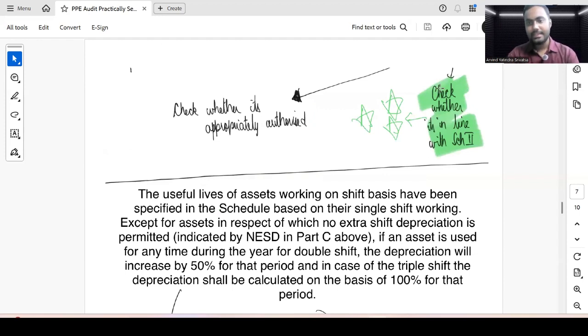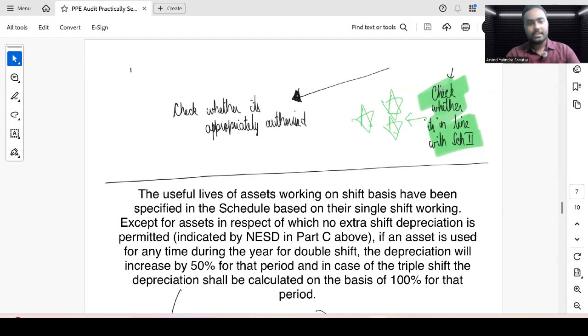That is what I've given here, saying that check whether it's in line with Schedule 2, because this is very, very important. And if it is not in line, you need to get an understanding as to why it is not in line. And a disclosure has to be given in the financial statement saying the useful life which is prescribed in Schedule 2 for buildings is so and so, but the useful life which the entity has adopted for the purpose of depreciation is so and so, to let the users know that the entity is having a deviation from Schedule 2, and we as auditors are also aware of the same. I hope you understood this case.